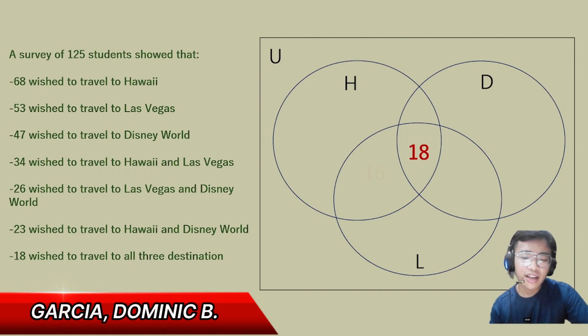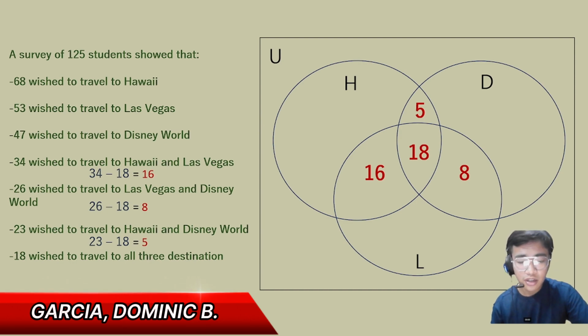To get the value of Hawaii intersection Las Vegas, we should subtract 18 from 34. So 34 minus 18 is equal to 16. Same process for Las Vegas intersection Disney World and Hawaii intersection Disney World. So 26 minus 18 is equal to 8. And lastly, 23 minus 18 is equal to 5. So let's proceed.